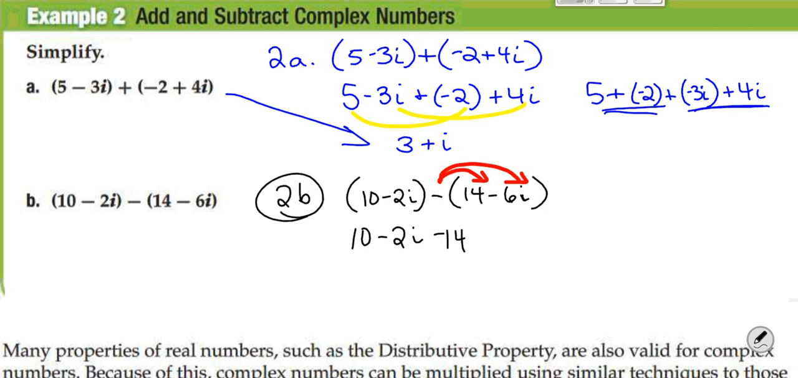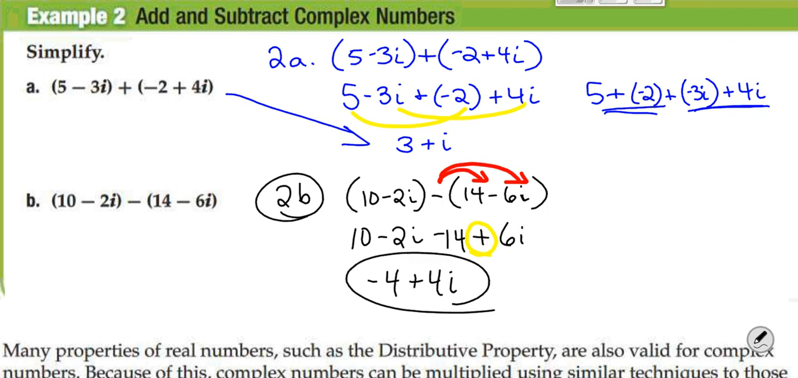Then it's minus negative 6i, so we have to change that into plus 6i. This is the place that we sometimes get into trouble, and we have to just be super cautious. Then we'll go through and say, oh, 10 minus 14 is negative 4. Negative 2i plus 6i is plus 4i, and voila. We have the answer. I hope you did well on that one as you went.